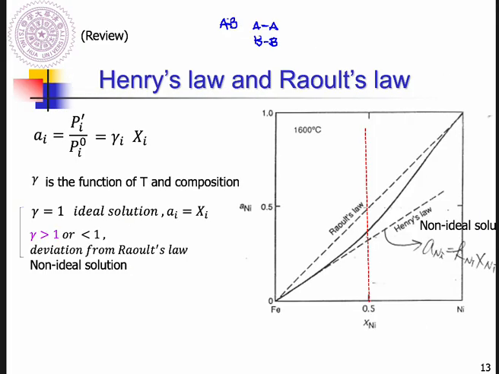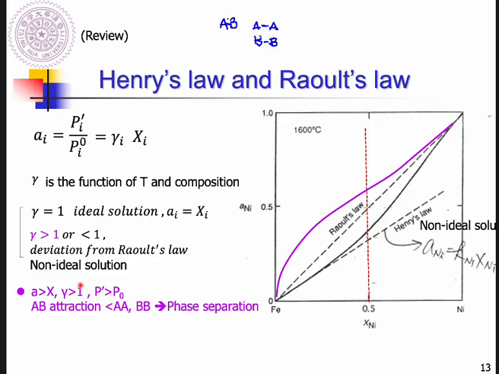Okay, so there are other possibilities, right? If gamma is larger than 1, then we'll go this way. At this moment, A will be larger than X. If gamma larger than 1, then A will be larger than X. So we'll go along this purple line. This will be larger than this.